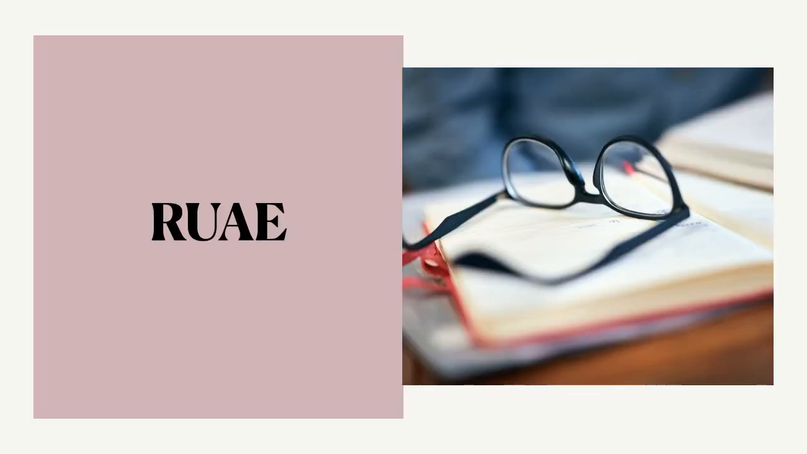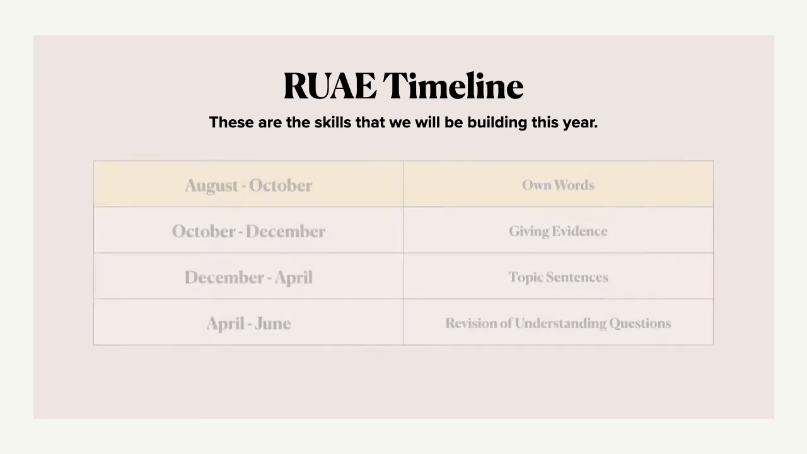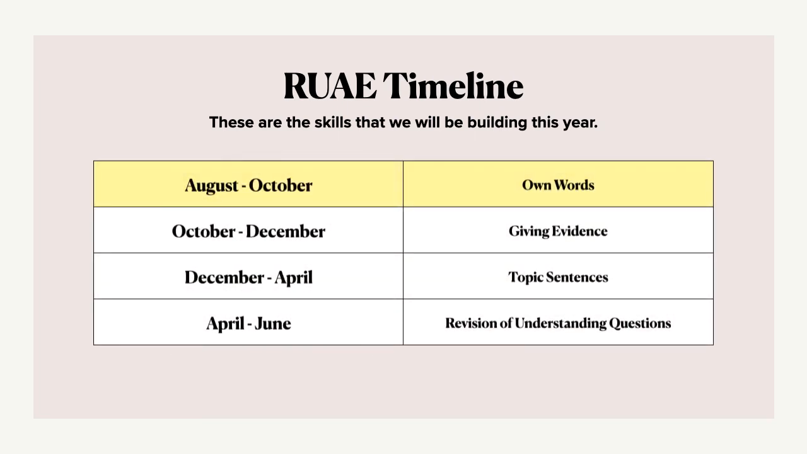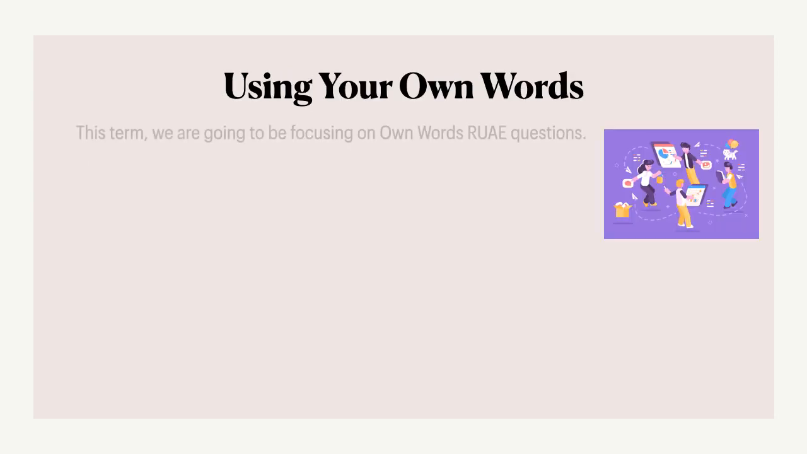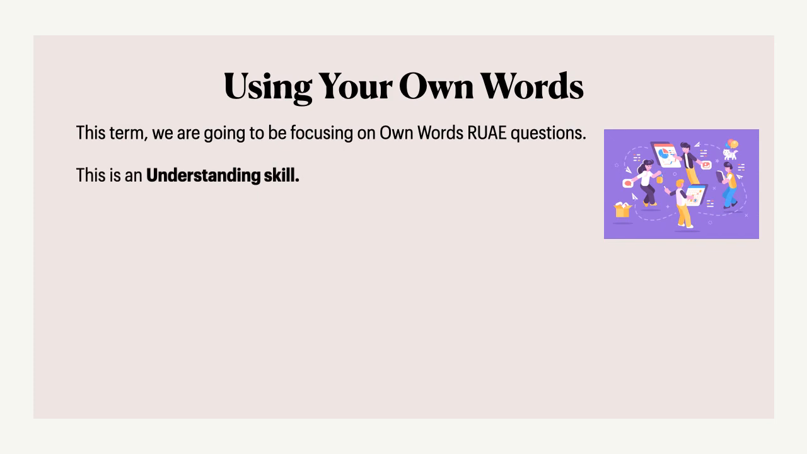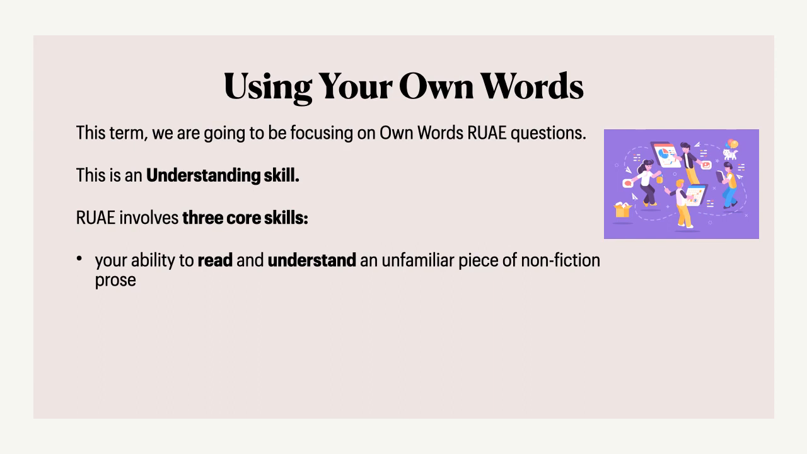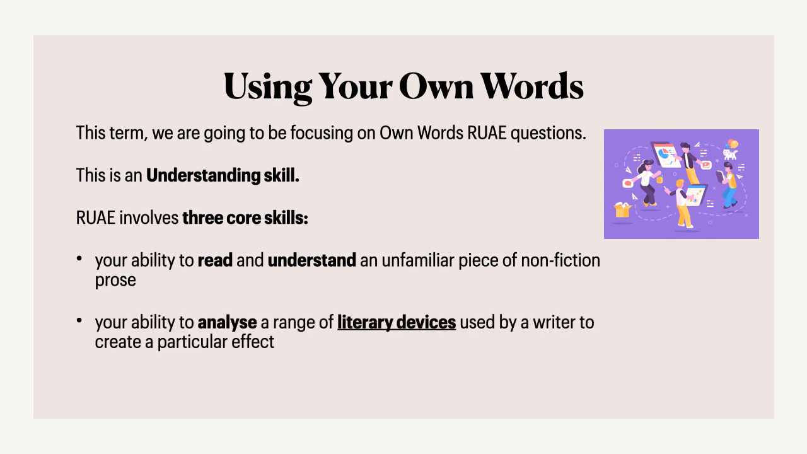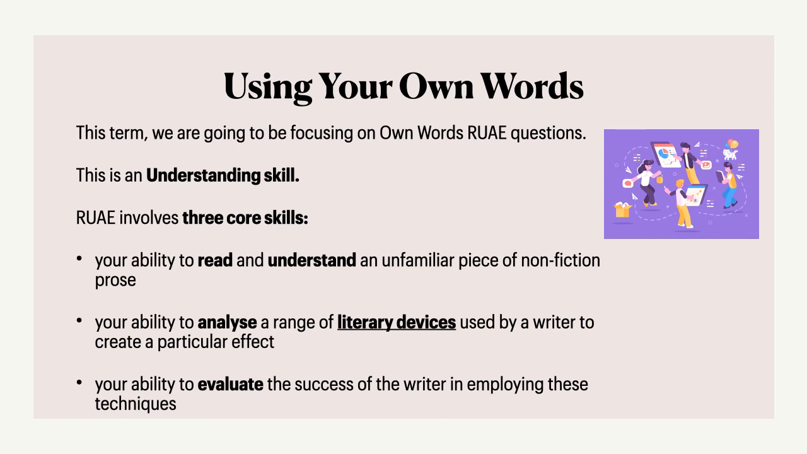Okay, on to some RUAE. So looking at our timeline again, we're talking about own words RUAE skills. So this term we're going to be focusing on own words RUAE questions. So just remembering the different skills that we're looking at there. So we're reading and understanding unfamiliar pieces of writing. We're analysing different literary techniques or devices used by the writer. And we're evaluating how successfully they've used those techniques in their writing.